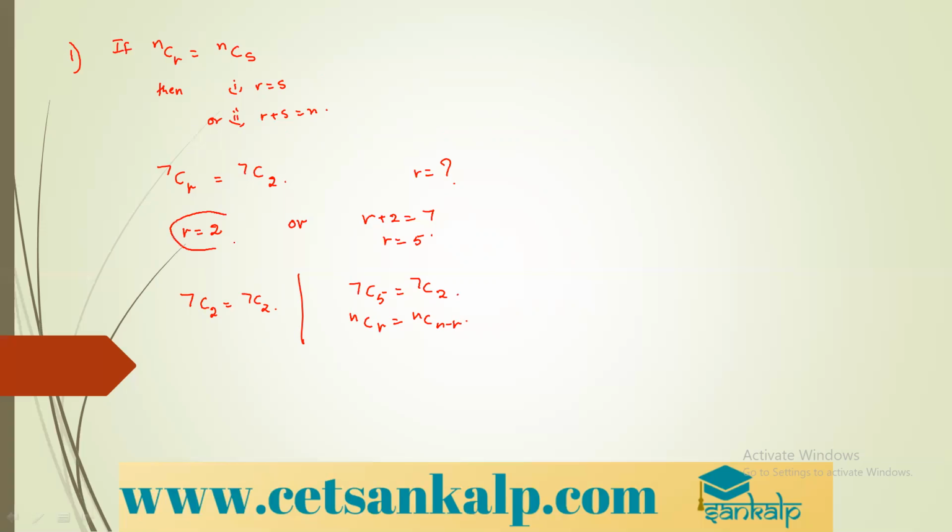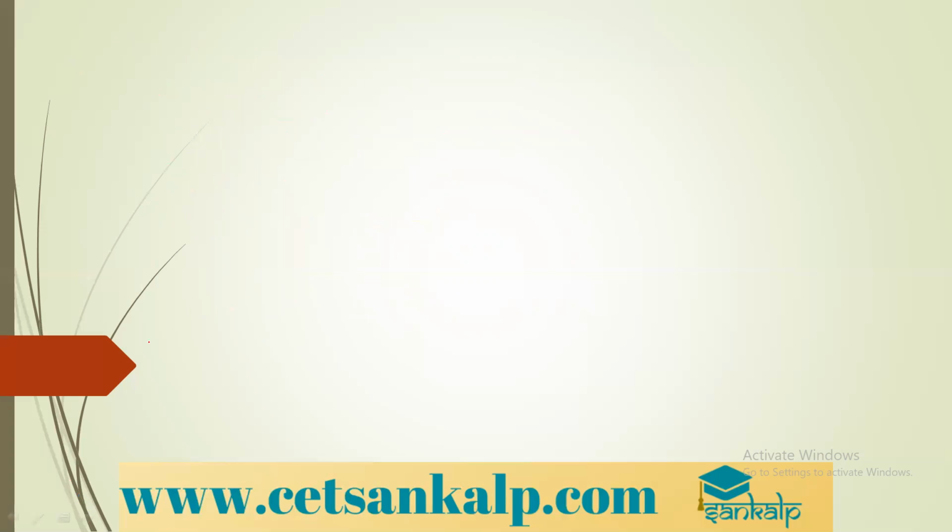So for r, you can find two values like this using this formula. Then there are some more formulas, just take a note of them. Like nCr plus nCr minus 1 is n plus 1 Cr. For example, if I ask you what is 7C6 plus 7C5, then you can say it will be 7 plus 1 C6, that is 8C6, using this formula.